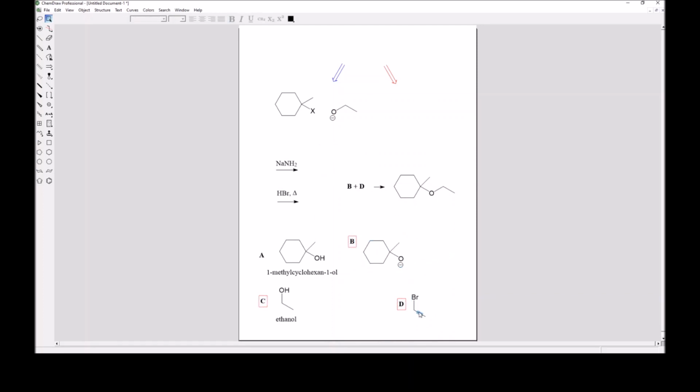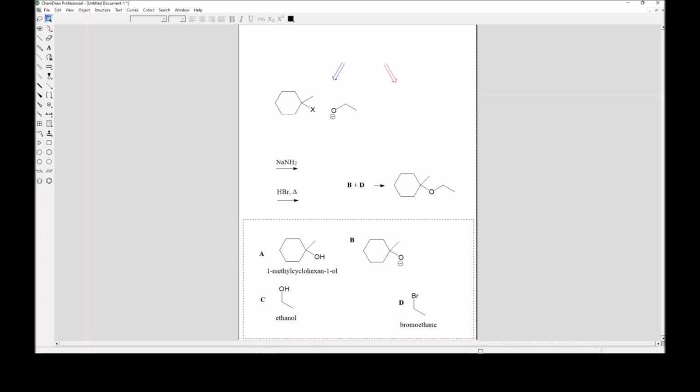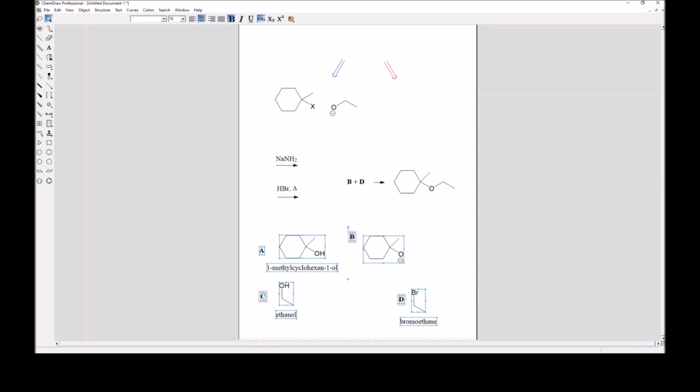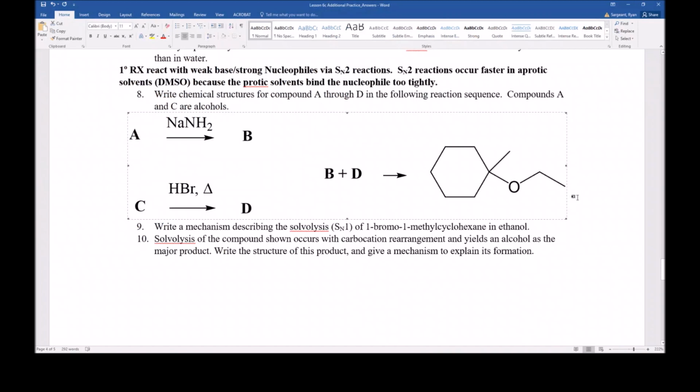I don't have you learn names of ions very often, so I'm about to be surprised to see what ChemDraw calls this thing. 1-methylcyclohexanol-1-olate. Oh, that's interesting. No one cares. Okay, so we'll take these compounds, and this answers the question of what is A, what is B, and what is C, and what is D.